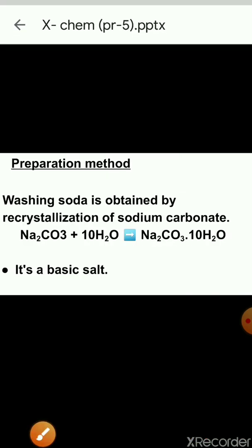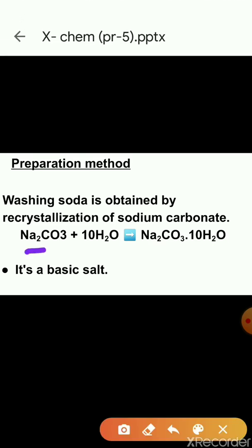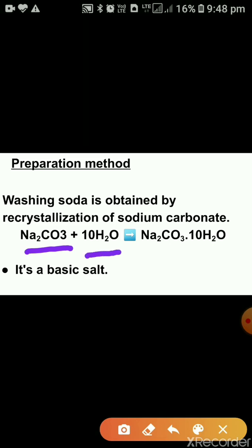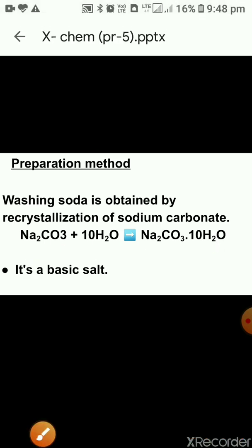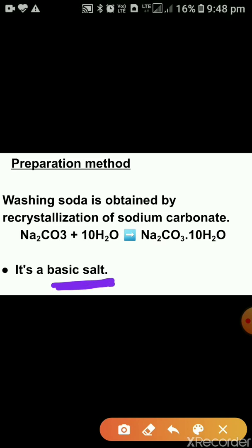Now, the preparation method of washing soda. Washing soda is obtained by recrystallization of sodium carbonate. So how do we write this preparation method in equation form? Sodium carbonate Na2CO3, when it reacts with 10 molecules of water of crystallization, then washing soda, or we can say sodium carbonate decahydrate, is formed. And this washing soda is basic in nature, because it shows the properties of a base.